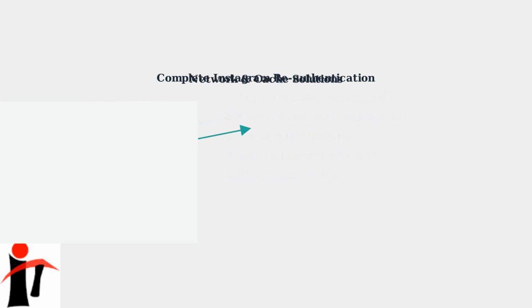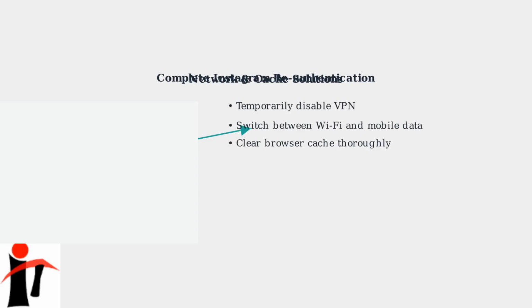Additional advanced solutions include network troubleshooting. Temporarily disable any VPN connections, switch between Wi-Fi and mobile data, and thoroughly clear your browser cache. Check Instagram's web version for account restrictions and contact Meta support as a last resort.